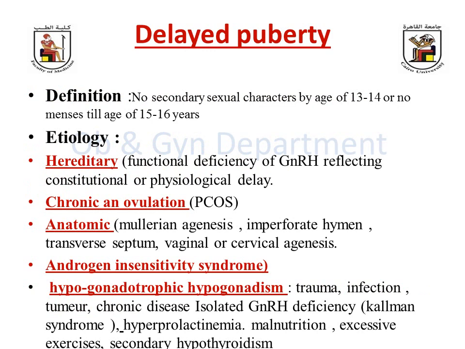Hypogonadotrophic hypogonadism: trauma, infection, tumor, chronic disease, isolated gonadotrophin releasing hormone deficiency, Kallmann syndrome. You know that the GnRH hormone is produced from an area of the hypothalamus called the arcuate nucleus. And this arcuate nucleus has the same embryological origin as the olfactory nerve. And so Kallmann syndrome presents with hypogonadotrophic hypogonadism and loss of smell sensation.